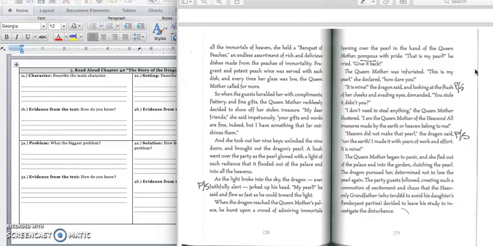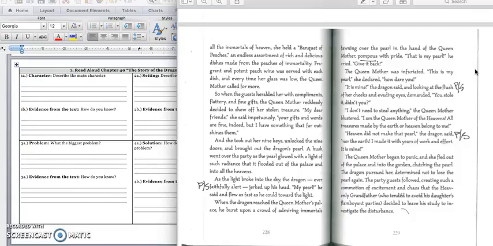"That is my pearl," he cried. "Give it back." The Queen Mother was infuriated. "This is my pearl," she declared. "How dare you?" "It is mine," the dragon said, and looking at the flush of her cheeks and evading eyes, demanded, "You stole it, didn't you?" "I did not steal anything," the Queen Mother blustered.